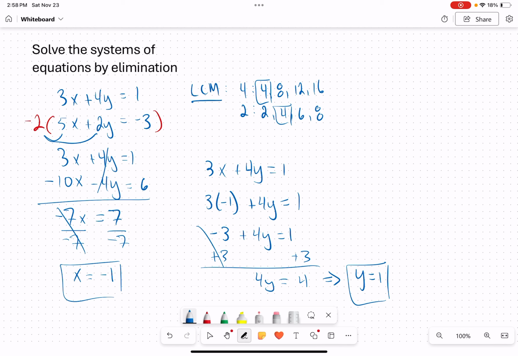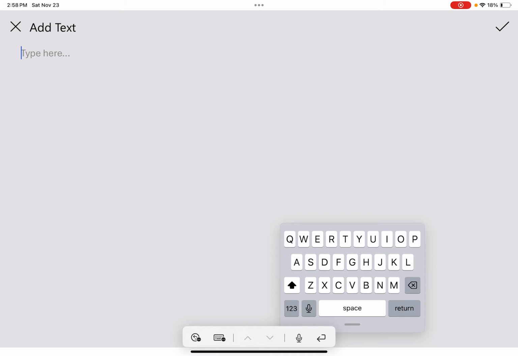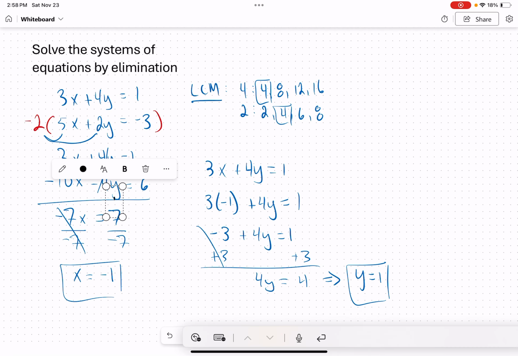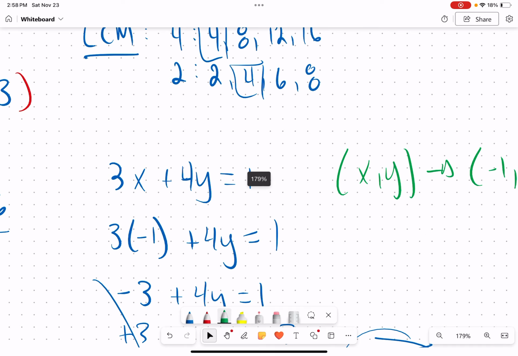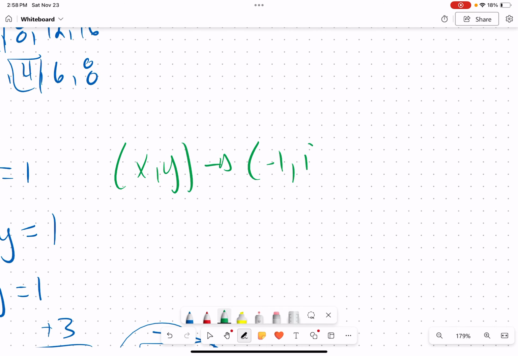So there we go. Now we have a value for x, and we have a value for y, and we just write it down in the ordered pair form. x comma y. We solved for x, that being -1, comma, y is 1. And this is our solution.